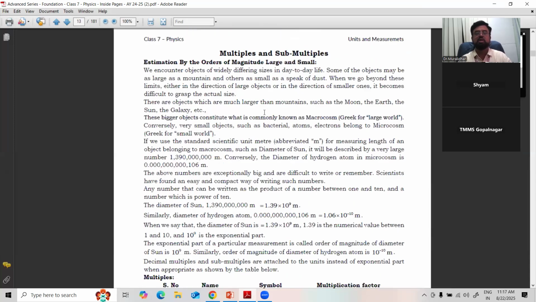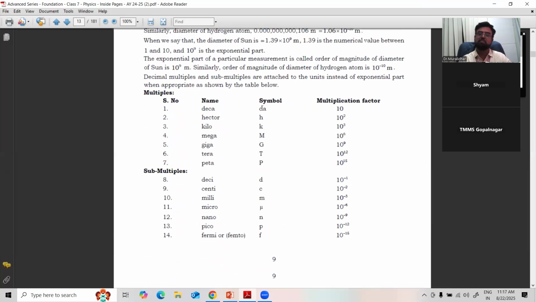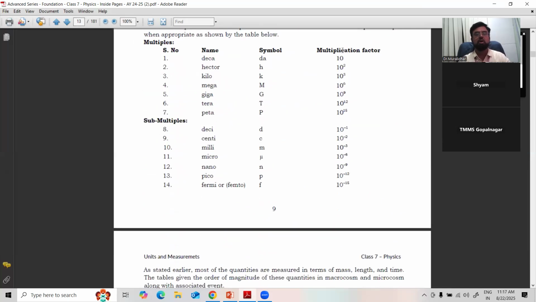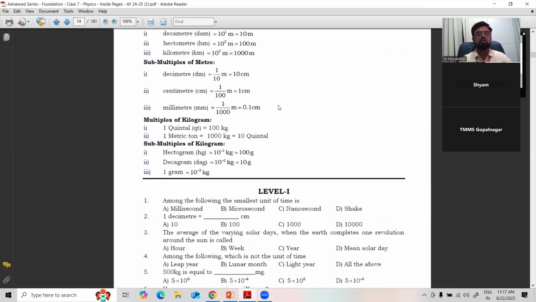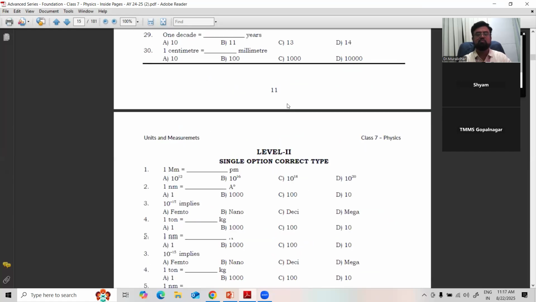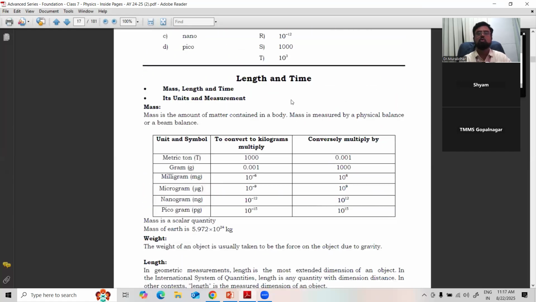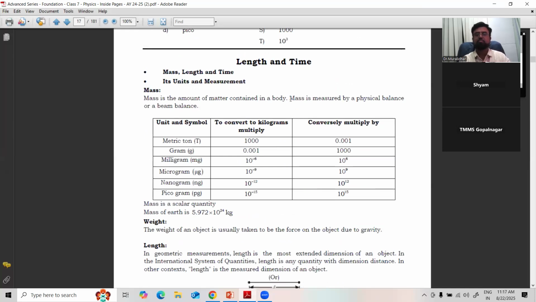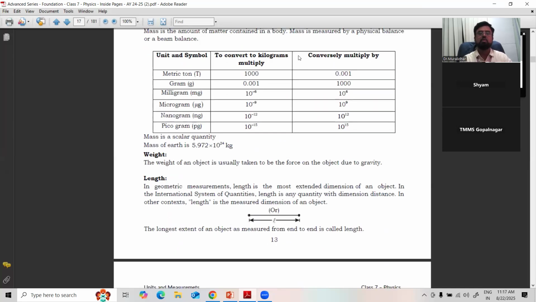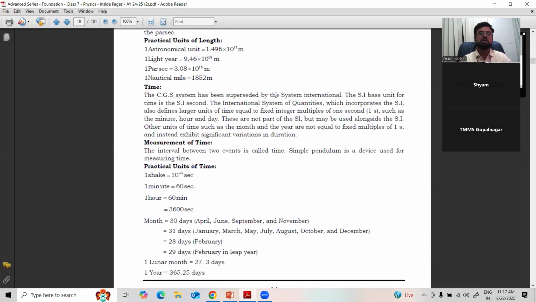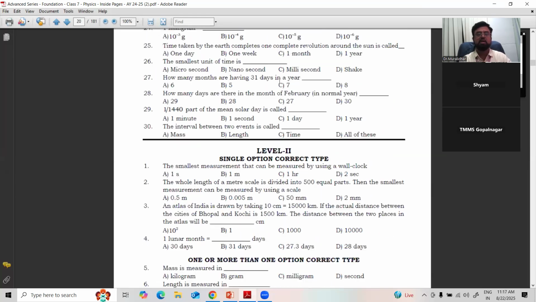Then we studied the multiples and submultiples, which are generally used as prefixes of the units. Multiples are the positive powers, and submultiples are the negative powers. So they are 10 to the minus 3, 10 to the minus 6, 10 to the minus 9, 10 to the plus 3, how they are called, and how they are represented is given. After learning about the multiples and submultiples, we moved to how to measure length and time by using the various devices.